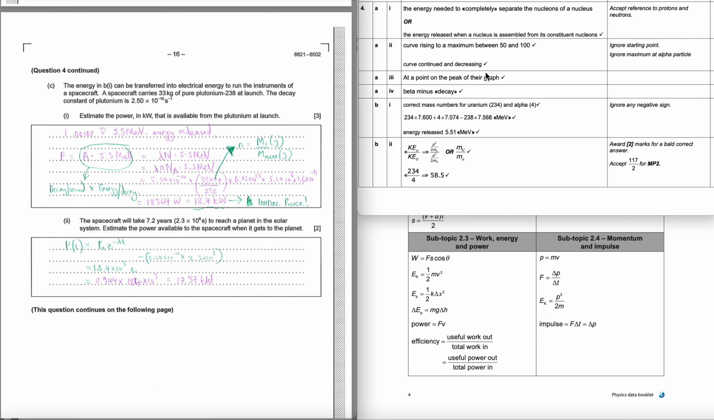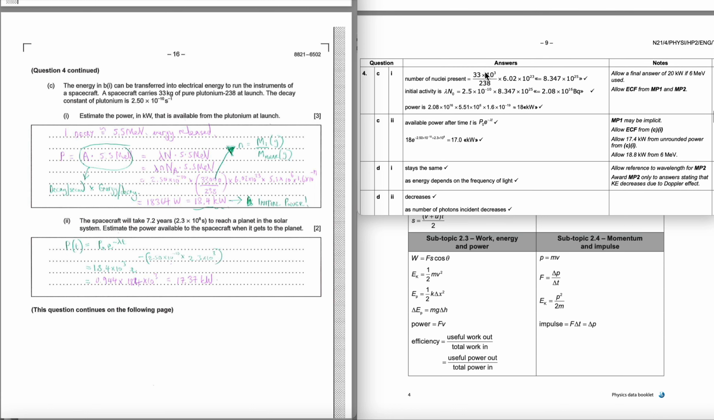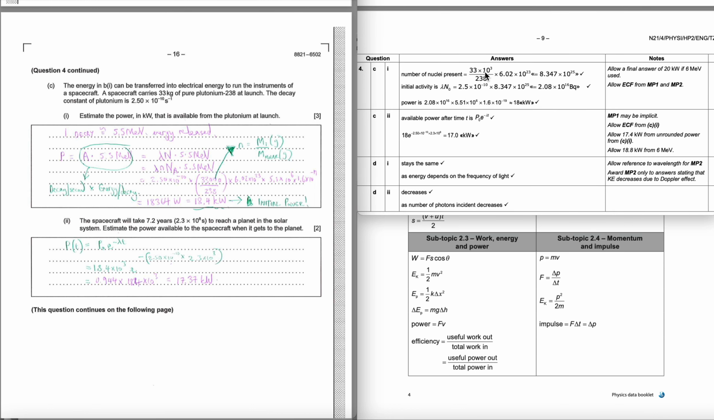All right, let's have a look at the mark scheme to see if we can salvage any stuff. You can get marks here for telling me the number of nuclei present. You can get marks for talking about initial activity, and you can get marks for showing the link between the number of decays per second and also the energy released in every single decay. So there's a lot to go on here.